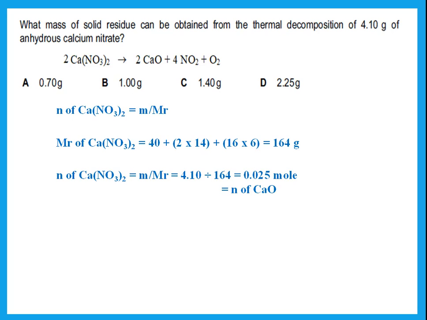And we've decided from the equation that the number of moles of calcium oxide is the same as that of calcium nitrate. So it is 0.025. Now, what is he asking? He's asking for mass. How do I get mass? Mass is number of moles times MR, the MR of the calcium oxide we're talking about. So that means that I end up with 1.4 grams, which is C.